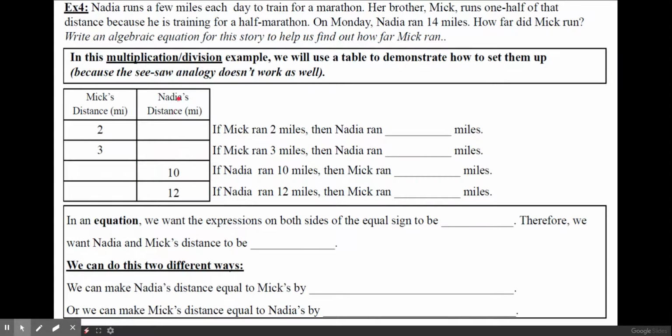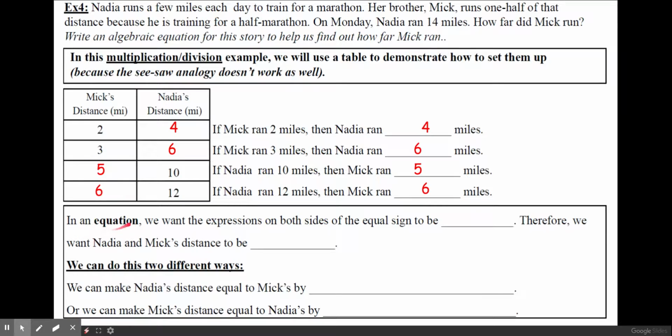We have Mick's distance and then Nadia's distance. So if Mick ran 2, then how far did Nadia run? So if Mick ran 2 miles, Nadia ran, Mick is only running half of Nadia's distance. So if 2 is half of what? Well, it's half of 4. If Mick ran 3 miles, then Nadia ran, 3 is half of what? It's half of 6. Right here on this table, if Nadia ran 10 miles and Mick ran how many? Well, he only runs half of Nadia, so half of 10 is 5. And then what if she runs 12 miles? Well, half of that is 6.